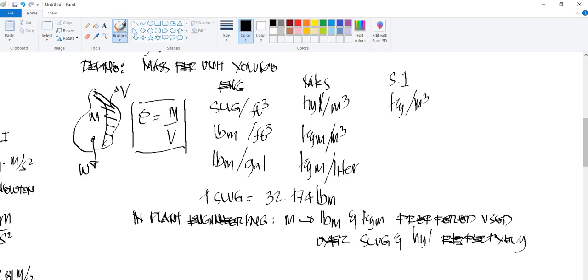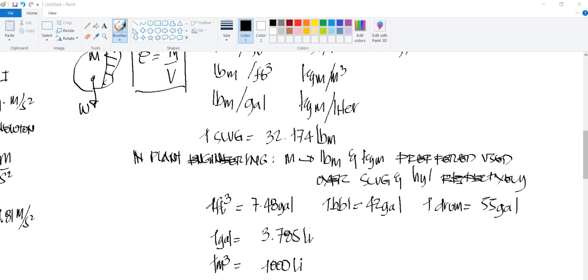Okay, I write down here the common conversions. 1 cubic foot is 7.48 gallons. Then 1 barrel is 42 gallons. Barrel is usually used in petroleum storage. Then 1 drum is equal to 55 gallons. Then, this is common, 1 gallon is 3.785 liters and 1 cubic meter is 1,000 liters.